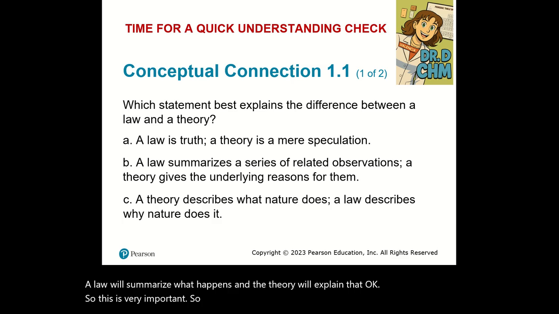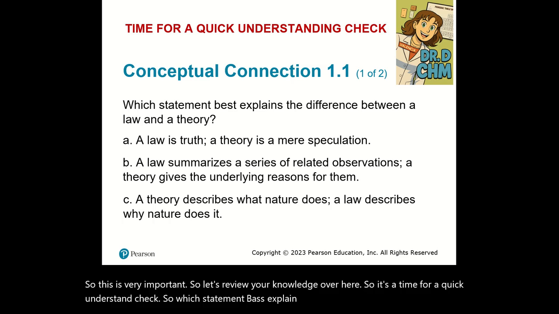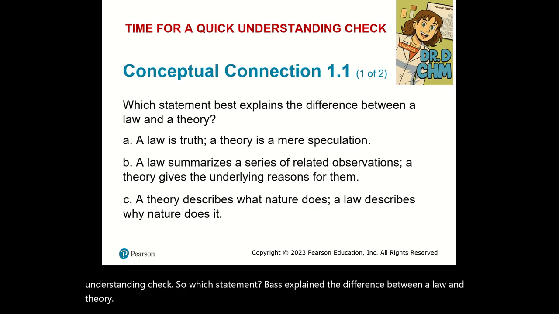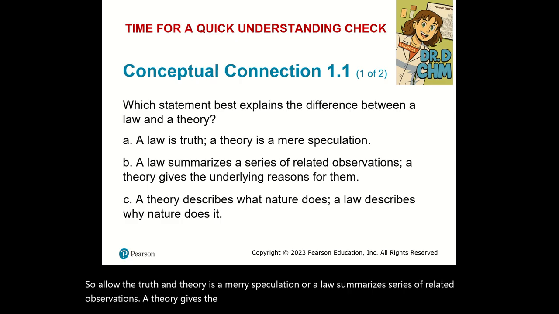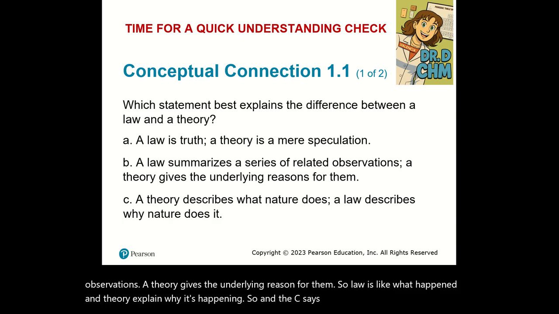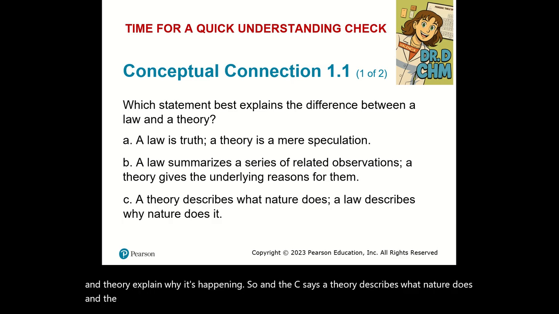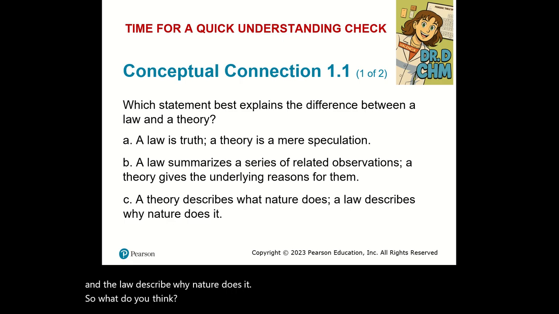So it's time for a quick understanding check. Which statement best explains the difference between a law and a theory? A: a law is a truth and a theory is a mere speculation? B: a law summarizes a series of related observations, and a theory gives the underlying reason for them. So a law is like what happened, and a theory explains why it's happening. And C says a theory describes what nature does, and a law describes why nature does it. So, what do you think? Press stop and answer the question.